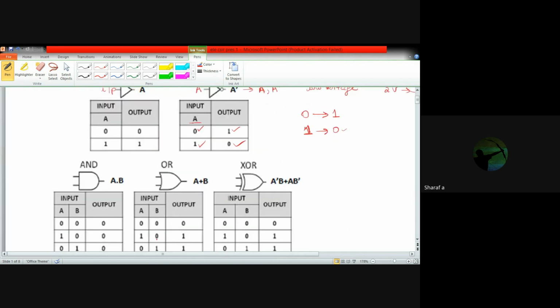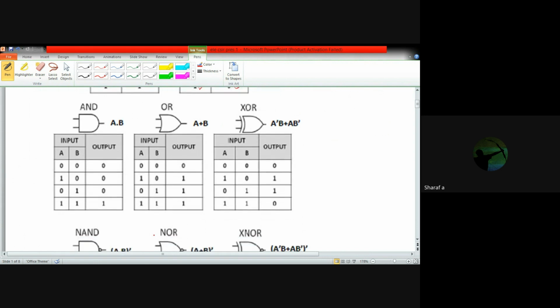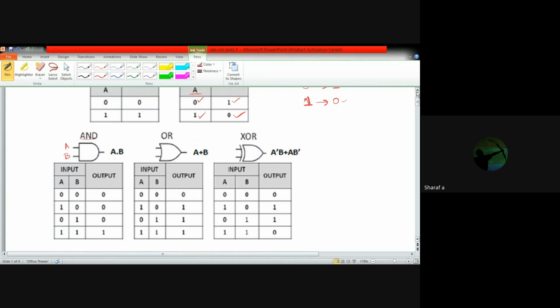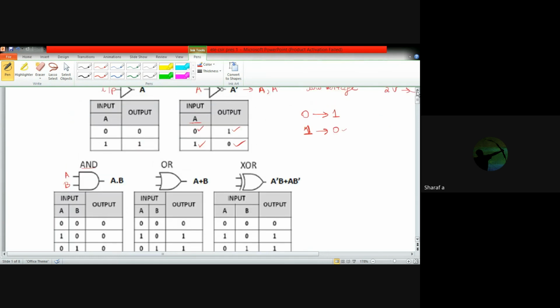Now we will be moving on. This third one is the AND gate. AND gate is very simple. First of all, you need at least 2 inputs for an AND gate. You can see here, this is the representation or symbol of the AND gate. You have 2 inputs, in this case variables A and B. So at least 2 inputs you need for an AND gate, but in the case of the NOT gate, you need only 1 input.